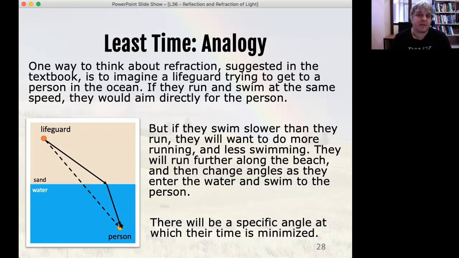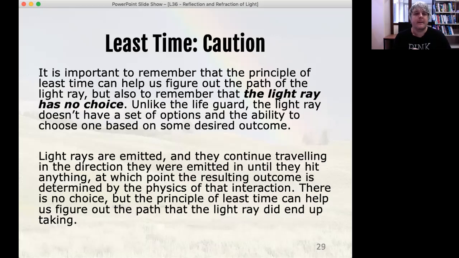On the opposite side, if they actually swam quicker than they ran on the sand, then they would run directly towards or more directly towards the water and spend less time on the sand and then swim directly towards the person at a different angle and spend more time in the water. So it would be based on the different speeds in the two scenarios. And so this least time analogy does help some people get to grips with this concept of the light photon traveling the path that is going to be quickest for it.